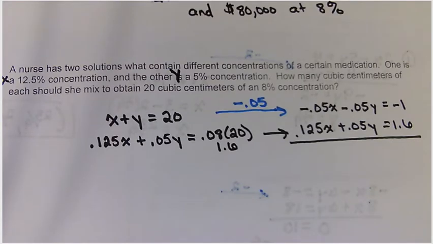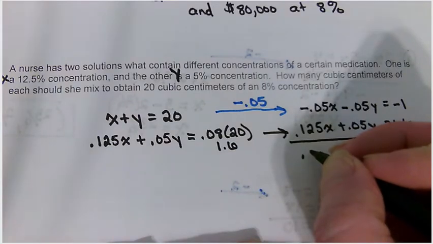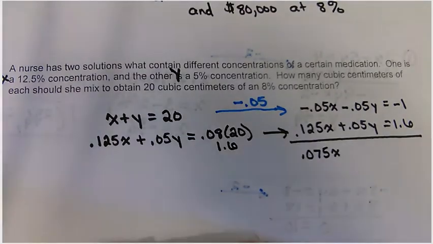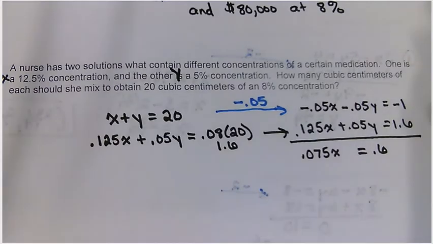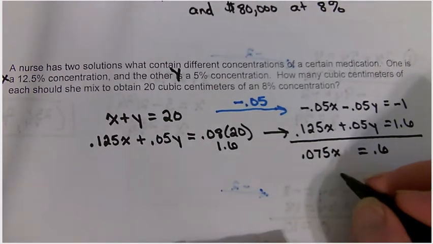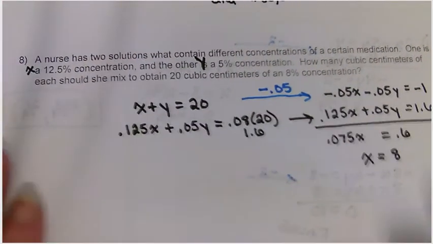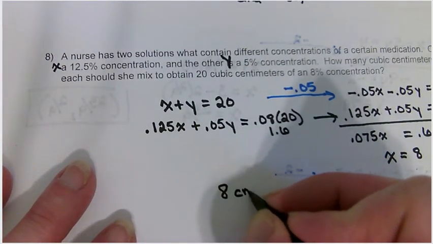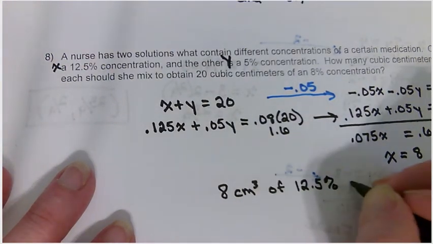0.125 minus 0.05 is really what we're doing. We get 0.075. These are going to cancel. Over here, I'm just going to get a 0.6. And when I solve, I get 8 for that one. So that means we need 8 cubic centimeters of 12.5 solution or concentration.